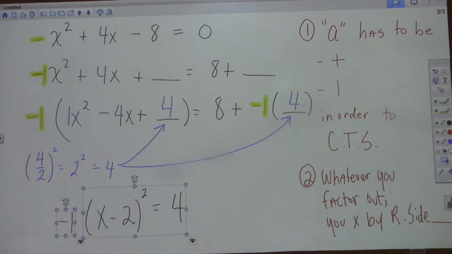Zero plus 4. And you're adding on both sides. That's why you don't say 0 minus 4, because you're not subtracting on one side and adding on the other. You're adding 4 on both sides. So 0 plus 4 is 4, and 0 plus 4 is 4 on the other side.